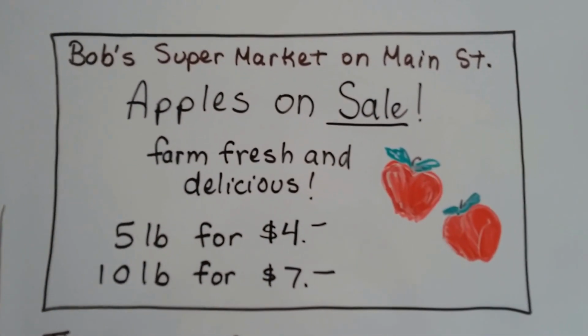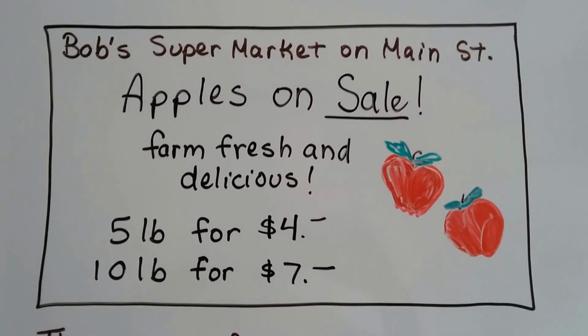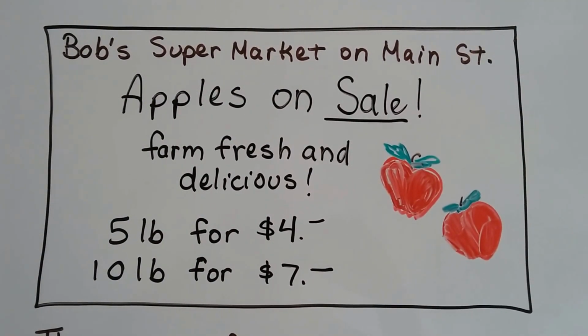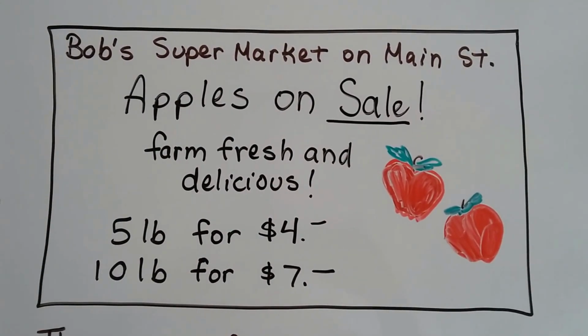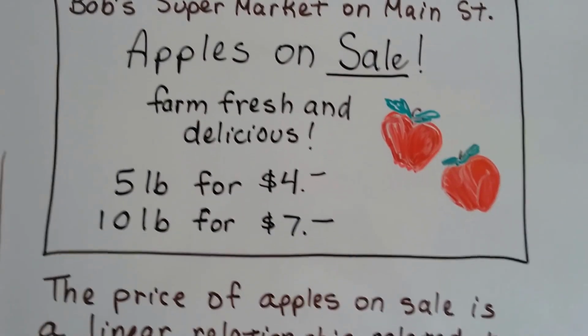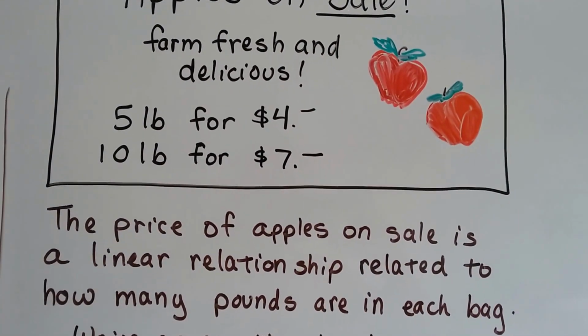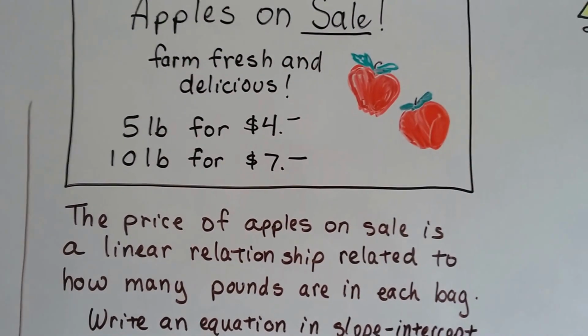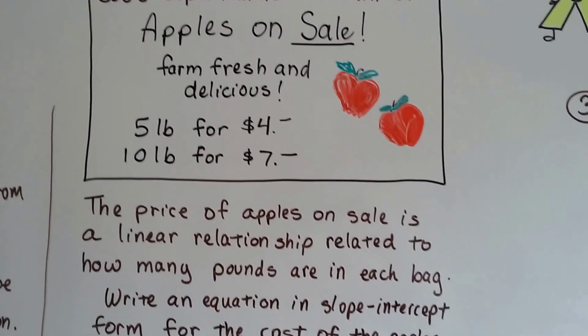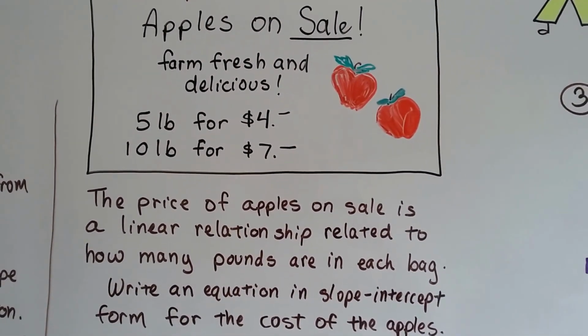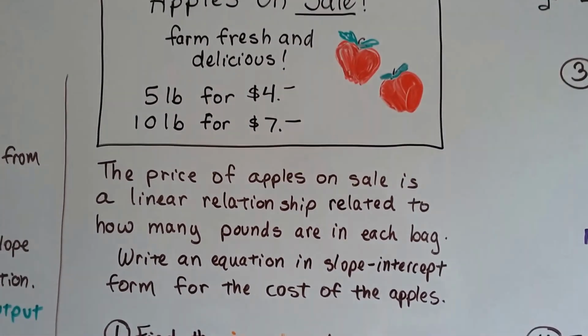Bob's Supermarket on Main Street is having a sale on apples, farm fresh and delicious. You can get 5 pounds for $4 or 10 pounds for $7. The price of apples on sale is a linear relationship related to how many pounds are in each bag. We can write an equation in slope-intercept form for the cost of the apples.